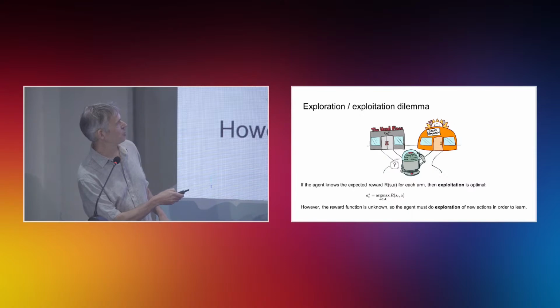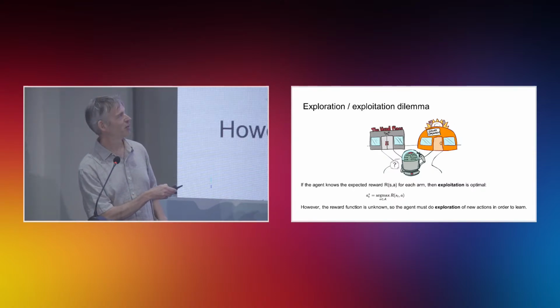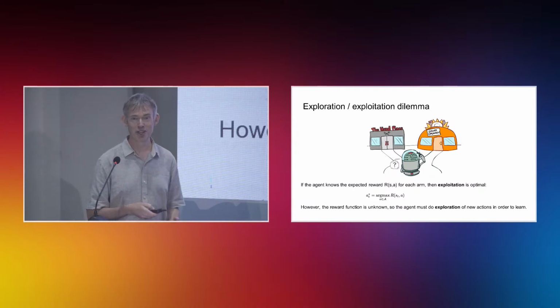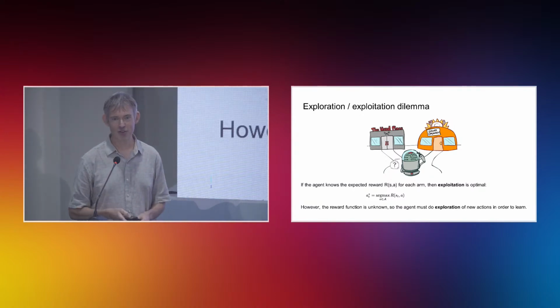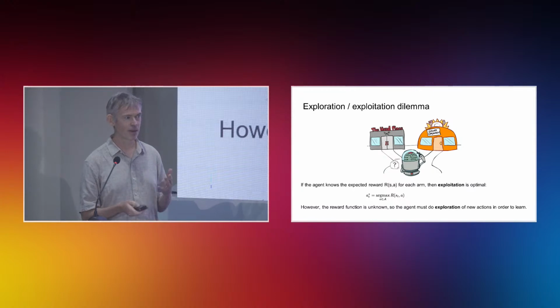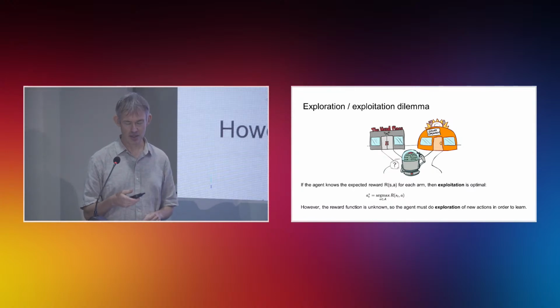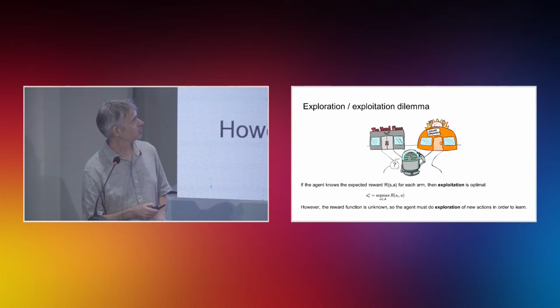So here's a little cartoon. You're some robot, and you could go to your favorite restaurant, and you'll be pretty happy. But there's this new restaurant, and I don't know, should you take a chance? Maybe it's better. You have to try it and see. This is a fundamental tension that arises in online decision-making.